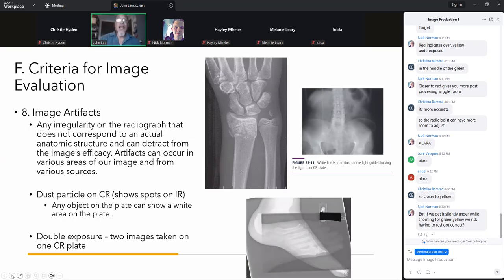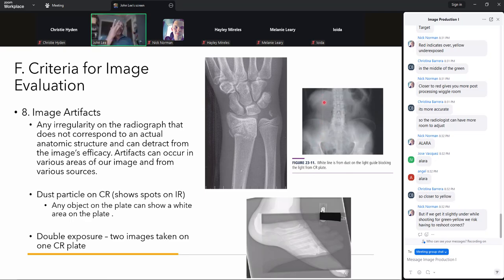Look for artifacts. Some of these can't occur with digital. This one can't occur. You can't do a double exposure on a flat panel. Once you make the exposure, you get an image and then you're going to re-expose it anyway. This is going to happen with film or CR.